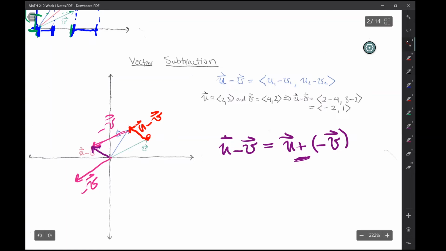So that just gives you another way to view vector subtraction. It really was not an additional operation. You don't have to think about it as a whole new operation. You could have viewed vector subtraction as the operation of addition and scalar multiplication with a minus 1.